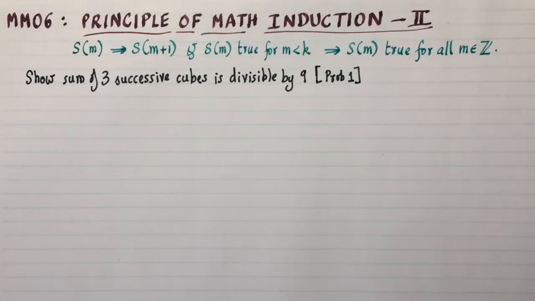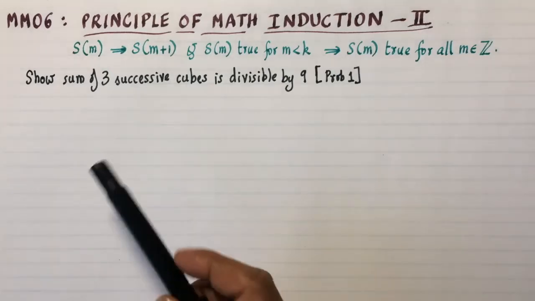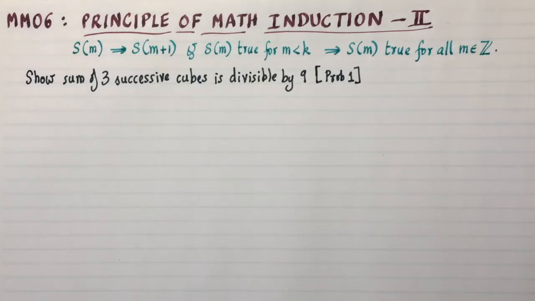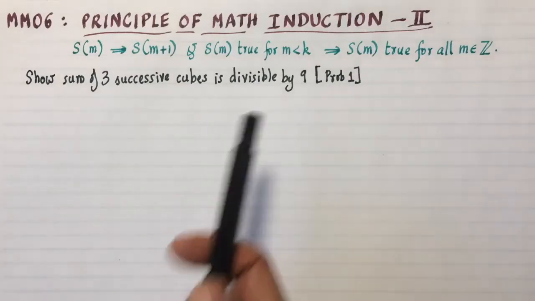Now let's recall what the principle of induction actually says. It says that if you have a statement S of m and it's known to be true for small values, or values m less than k, and it can be shown that S of m implies the truth of S of m plus 1, then it must be that the statement is true for all values of the integers. Now, how do you apply that to something like this?